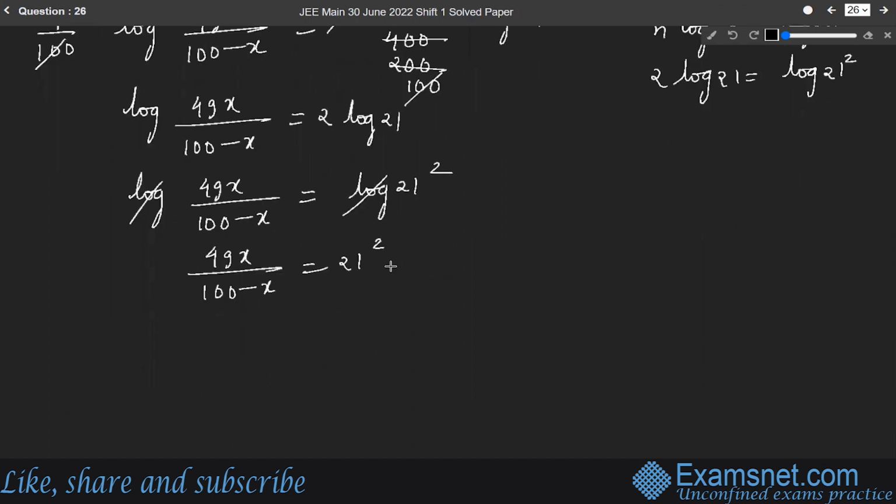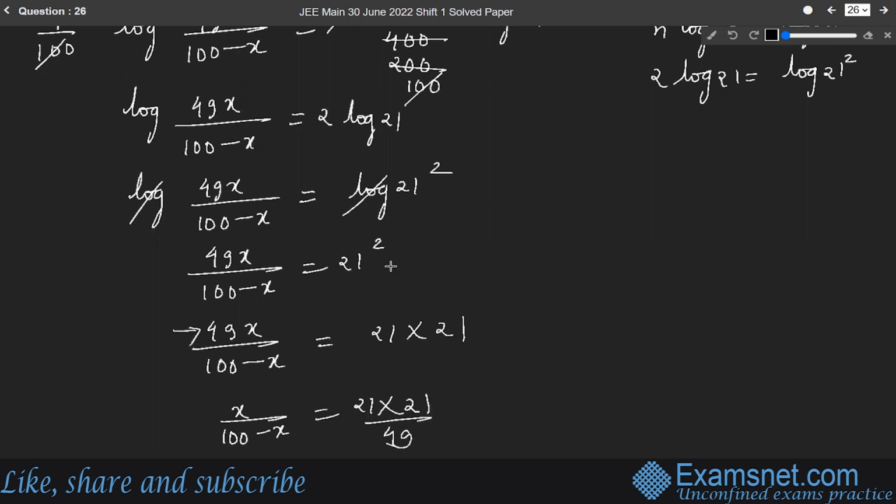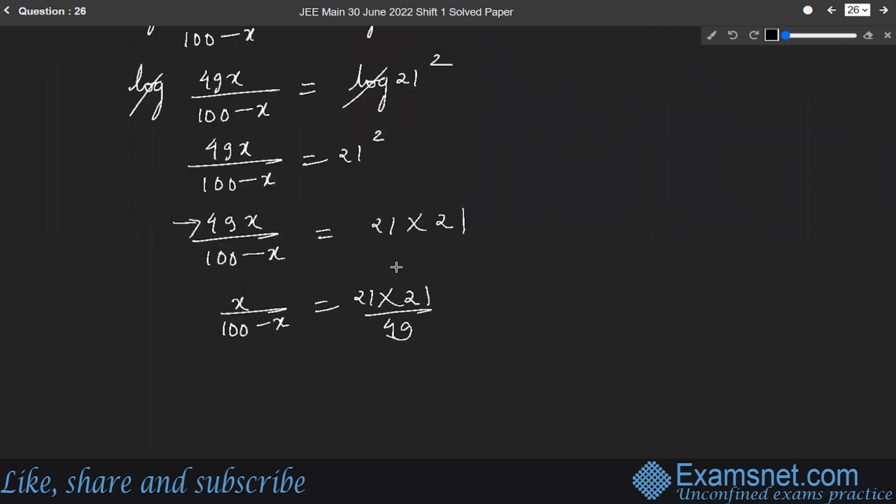21 square means 21 into 21. So 49x upon 100 minus x is equal to 21 into 21. So x upon 100 minus x will be equal to 21 into 21 upon 49. This 49 is in multiplication, so when it goes to the right hand side, it will be in the divide form, right? Now, when we cancel this, 7 sevens are 49, 7 threes are 21. Again, 7 threes are 21. So 3 into 3 will be 9. So we have x upon 100 minus x is equal to 9.